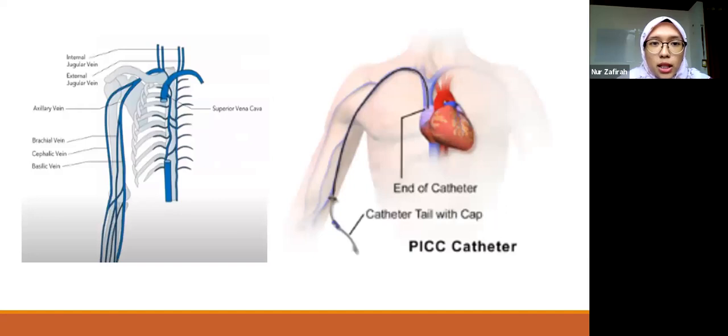So basically we insert the PICC line first through the brachial vein, cephalic vein or basilic vein, and then it goes through the axillary and subclavian vein and on to the superior vena cava. And this is what the PICC line looks like.